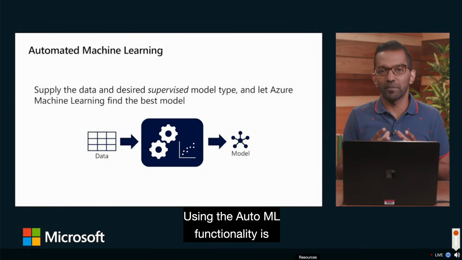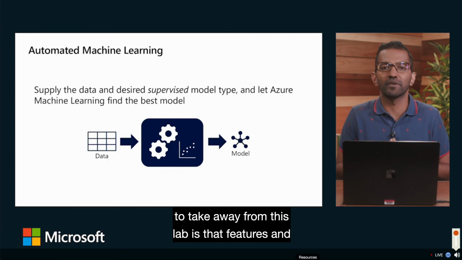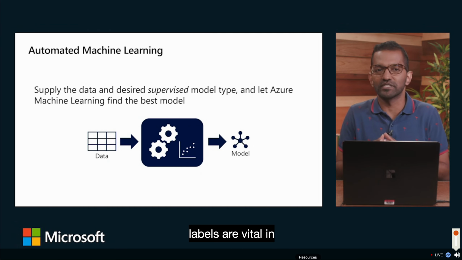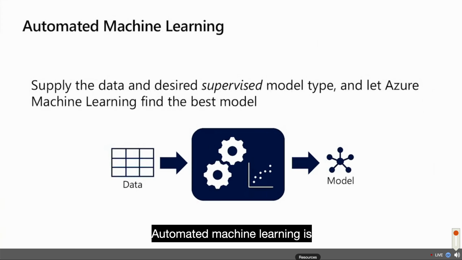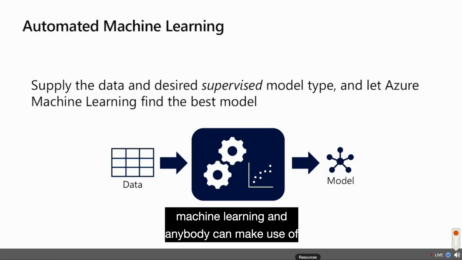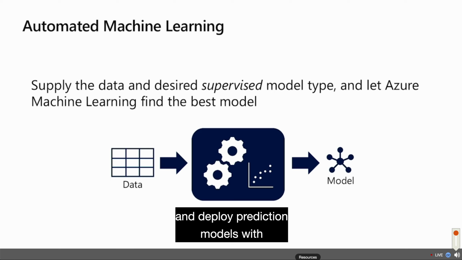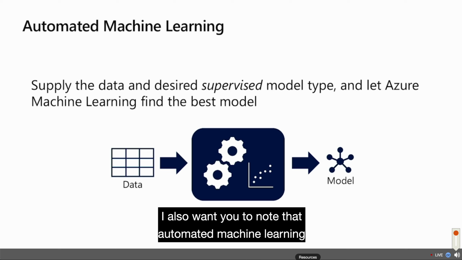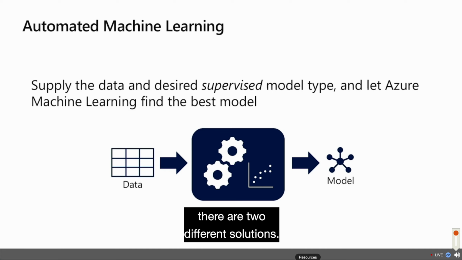Using the auto ML functionality is really that simple. And what I want you to take away from this lab is that features and labels are vital in planning your data set for machine learning. Automated machine learning is a low-code solution for machine learning, and anybody can make use of their data in impactful ways and deploy prediction models with just a few clicks without knowing intensive statistics or algorithmic knowledge. And I also want you to note that automated machine learning does not involve a drag and drop interface like Designer. So there are two different solutions.